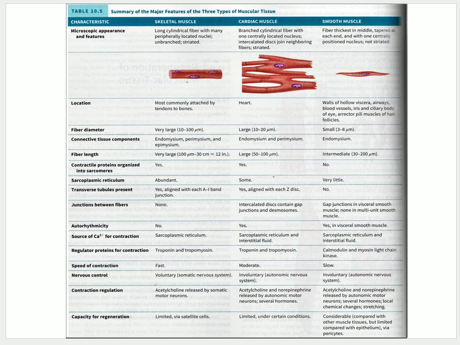So on the microscopic level, skeletal muscle is characterized by long cylindrical tubes, very parallel, not branching, striated. Anytime you see striated, that just means stripy. So a bunch of stripes. Cardiac muscle is branched and it has intercalated discs at the end of these branches, which we will definitely talk about more when we talk cardiovascular in Anatomy and Physiology 2 next semester.